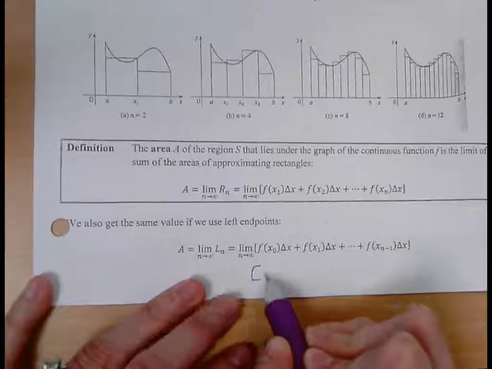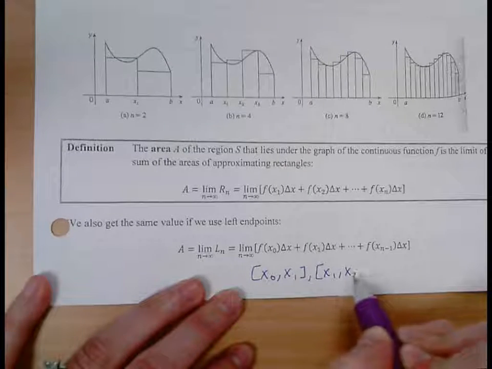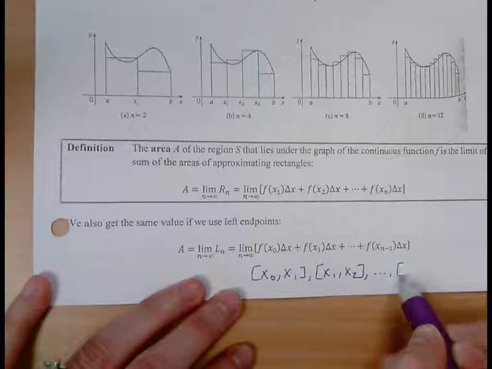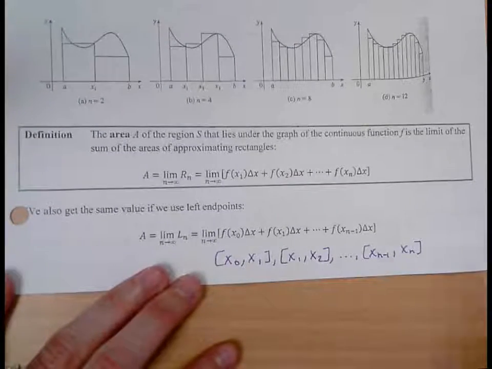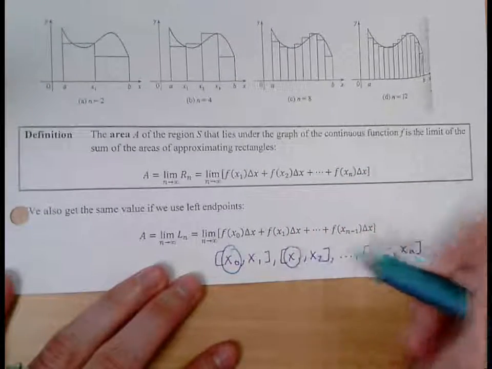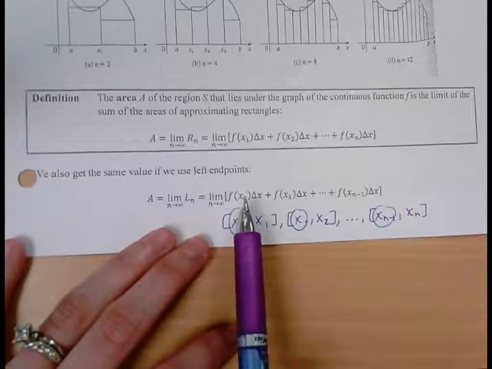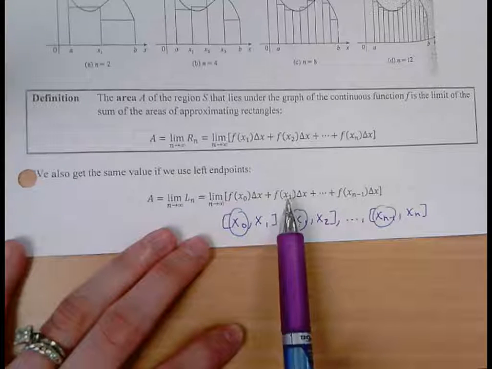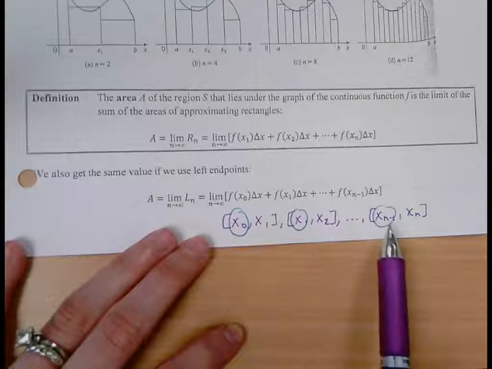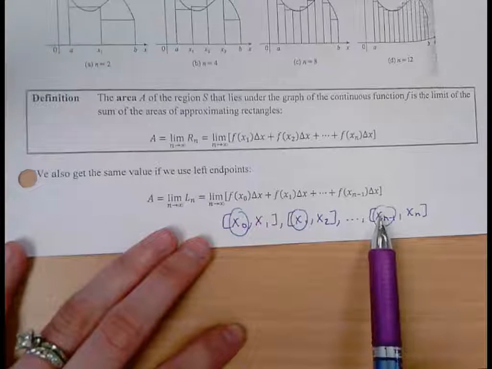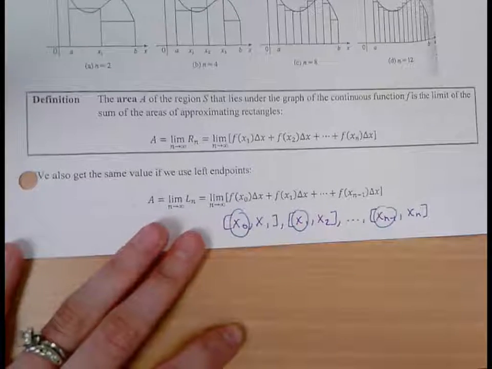If your intervals are what they were above, x sub 0 to x sub 1, x sub 1 to x sub 2, all the way through x sub n minus 1 to x sub n, the left endpoints means the left x values of each interval determine your heights. So notice the first rectangle has a height of f of x sub 0. The second rectangle has a height of f of x sub 1. The last rectangle has a height of f of x sub n minus 1. So the heights are different. And then it's still multiplied by delta x, which is the width. Okay?